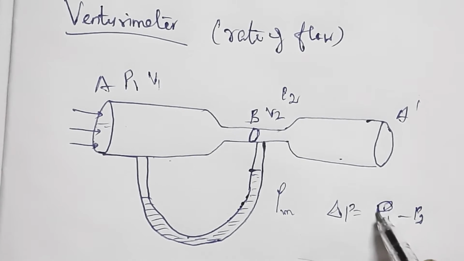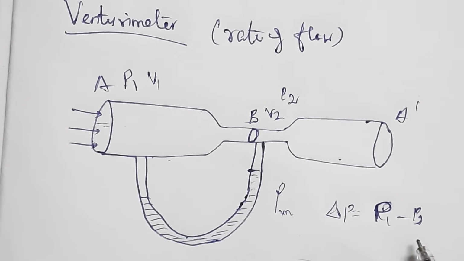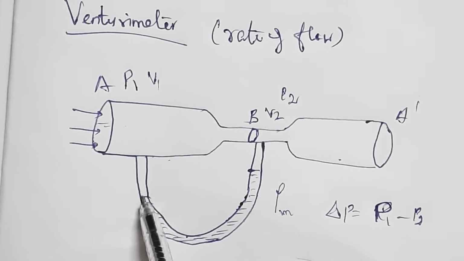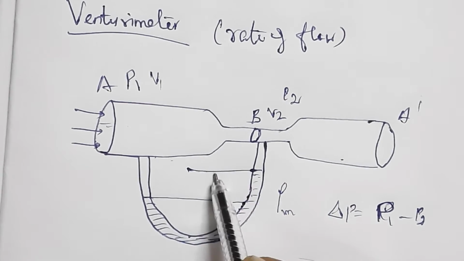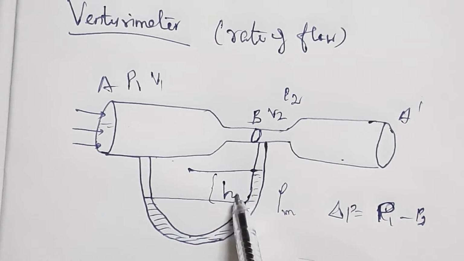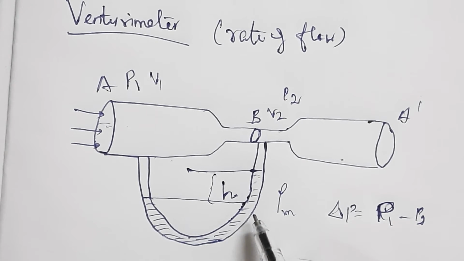So the velocity increases from V1 to V2, and the pressure decreases from P1 to P2. So the pressure difference is P1 minus P2. How can we calculate this pressure difference? By means of the height difference in the manometer. This is the height difference, H. By measuring the height difference between the surfaces of the manometer liquid, we can calculate the pressure difference.